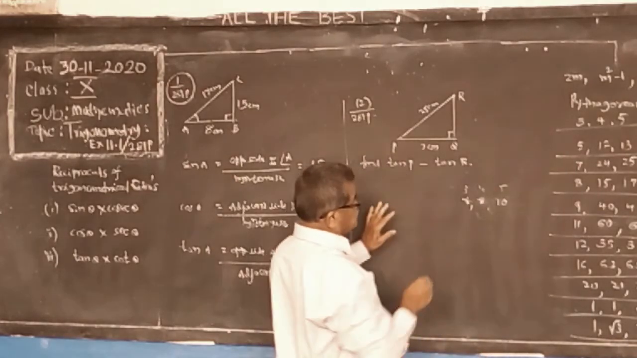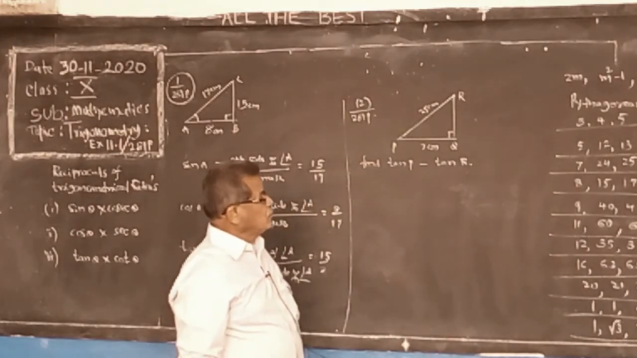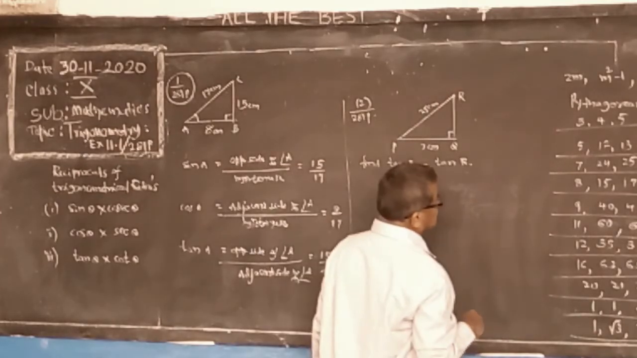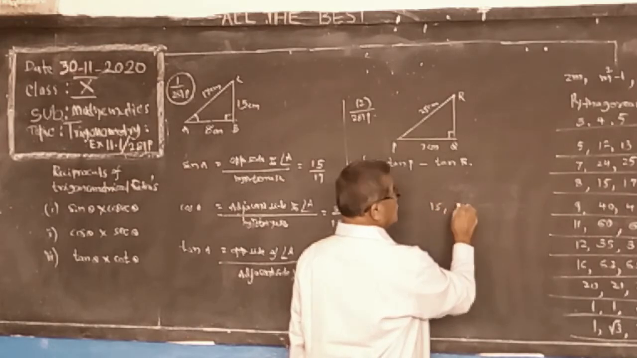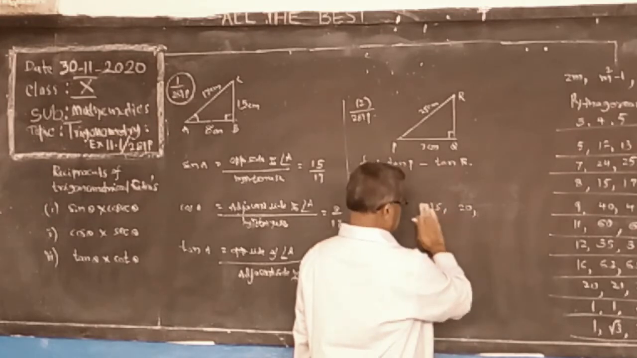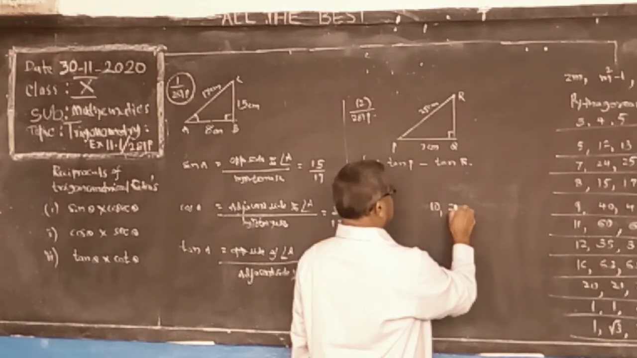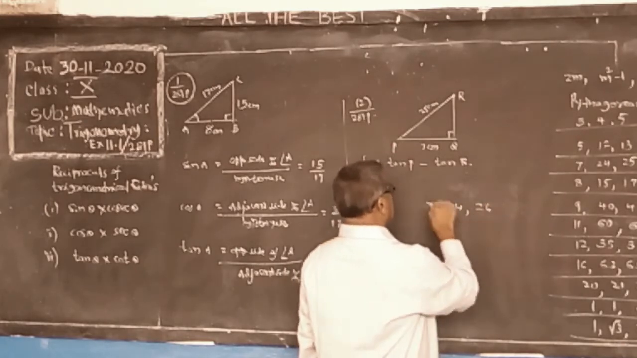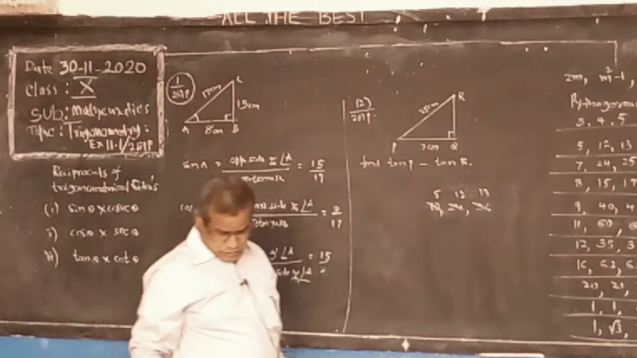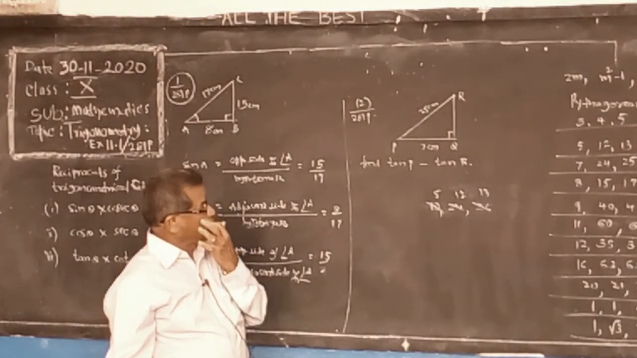And here 5, 12, 13. 2 5s are 10, 5 squared minus 1 is 24 and 26. By cancellation we are getting 5, 12, 13. So like that we are getting all the Pythagorean triplets.